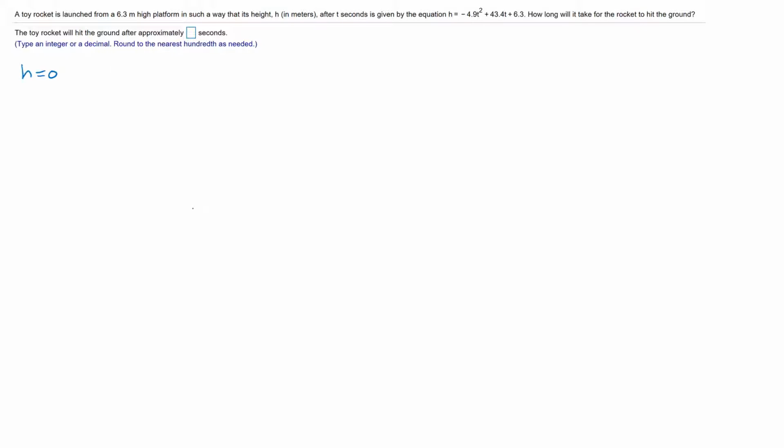So if I plug 0 in for h, I'll end up getting 0 equals negative 4.9 t squared plus 43.4 t plus 6.3. Right, so what we're doing is we're trying to figure out when the rocket will be 0 meters high, which is equivalent to determining when it will hit the ground. Now this is a quadratic equation due to the presence of the t squared.